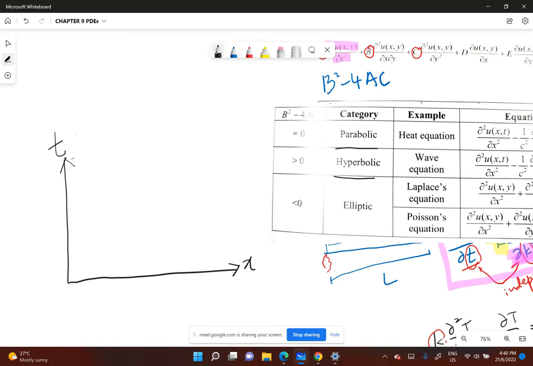Boleh faham tak? So kalau dia macam ni. Okay, so yang ni cuma untuk elliptic sajalah. So untuk parabolic dengan hyperbolic, nanti apabila we want to find the value, that means the x-axis is x, y-axis is t. Respect to t. Boleh? Boleh. Okay.